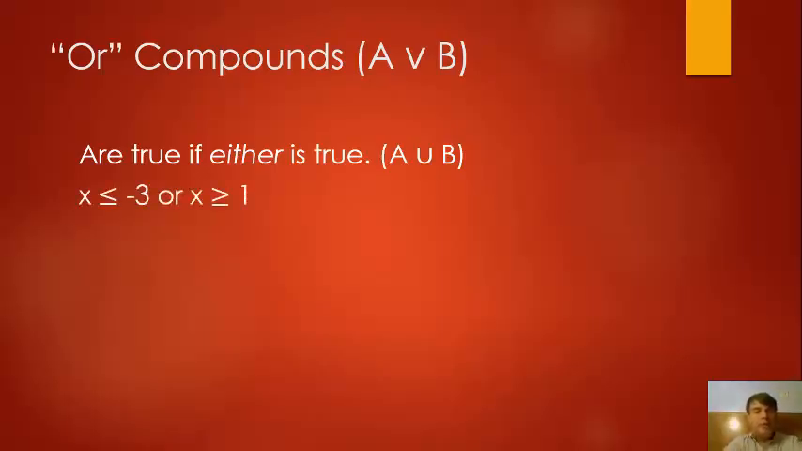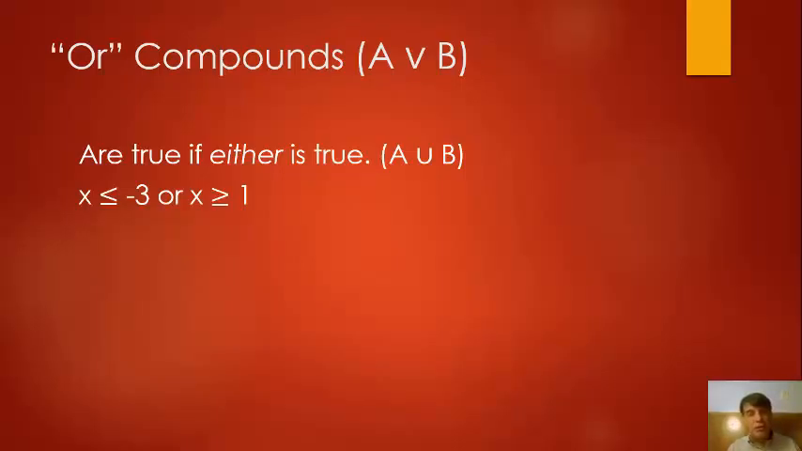So, for example, x is less than or equal to negative 3, or x is greater than or equal to 1. So basically, if a number satisfies either of these, it's going to be part of the answer. So every number that is less than negative 3 all the way to negative infinity, and every number from 1 and all the way to positive infinity is going to be part of the answer. And I'll draw this on the number line on the next slide.